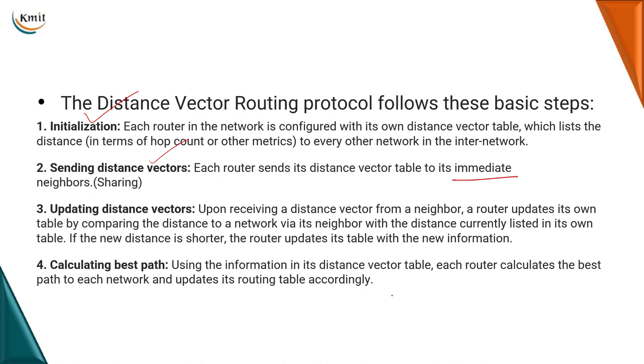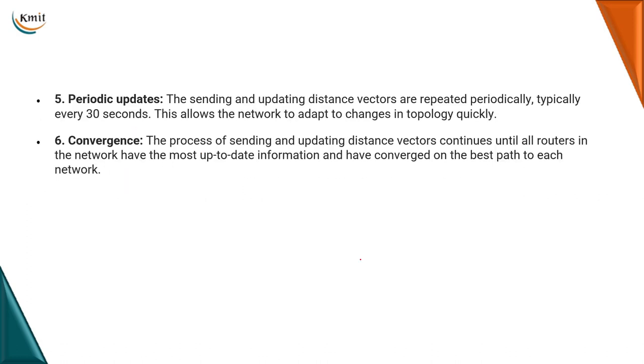The next step is updating distance vectors. Upon receiving a distance vector from our neighbor, we will compare the distance to a particular node via my neighbor, and I will update the shorter distance as the new distance. Then we will calculate the best path for reaching from source to destination. Then we will have periodic updates. Periodic updates means we will be sending and updating our distance vector tables every 30 seconds so that every node knows what is happening in the network.